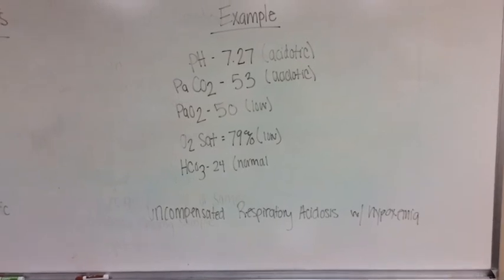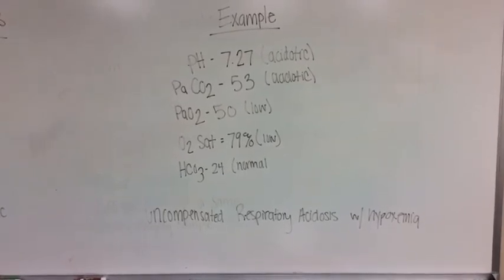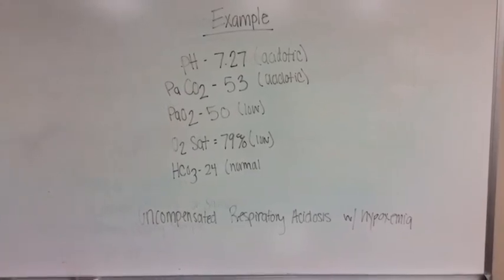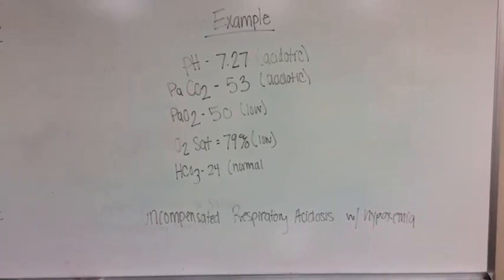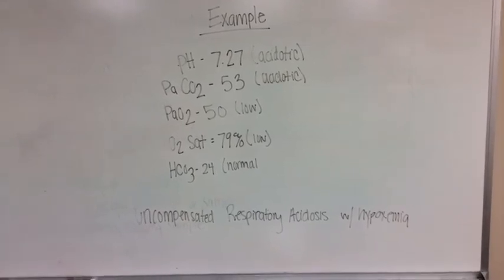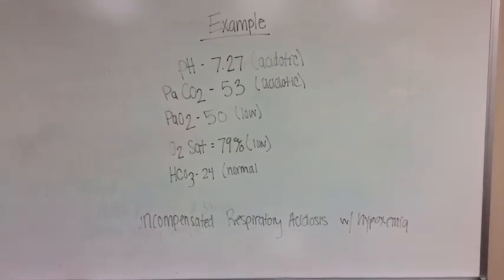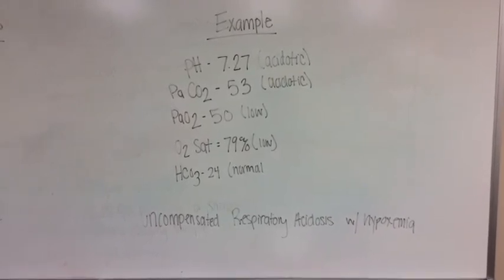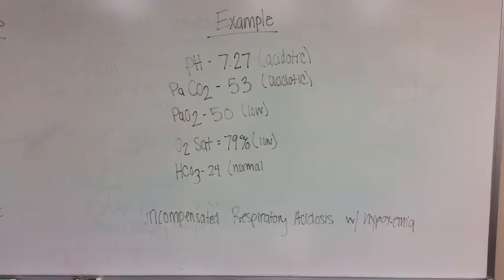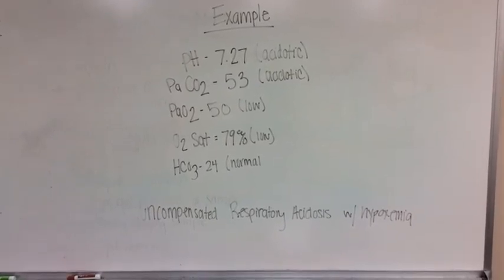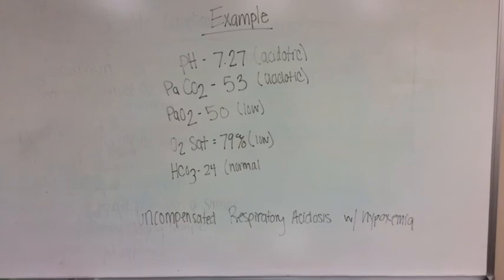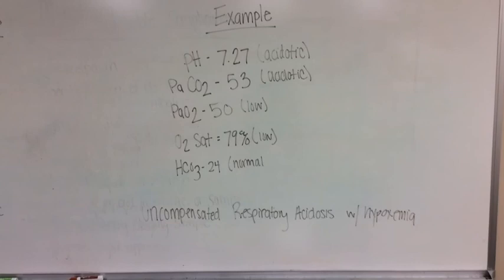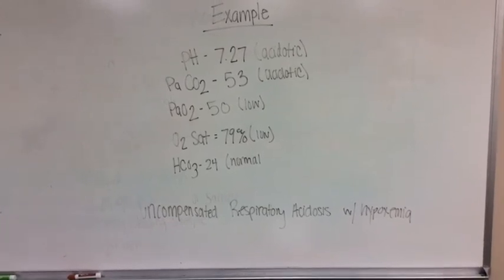So, if you look at this example, your problems are your pH and your CO2, which would be a respiratory problem. So if you look down at your bicarb, it's normal, so it's not doing anything to make the pH and the CO2 values better, so it would be considered uncompensated, not doing anything. A respiratory acidosis, and if you look at your O2 and your oxygen saturation, they are both low, so it would be an uncompensated respiratory acidosis with hypoxemia.